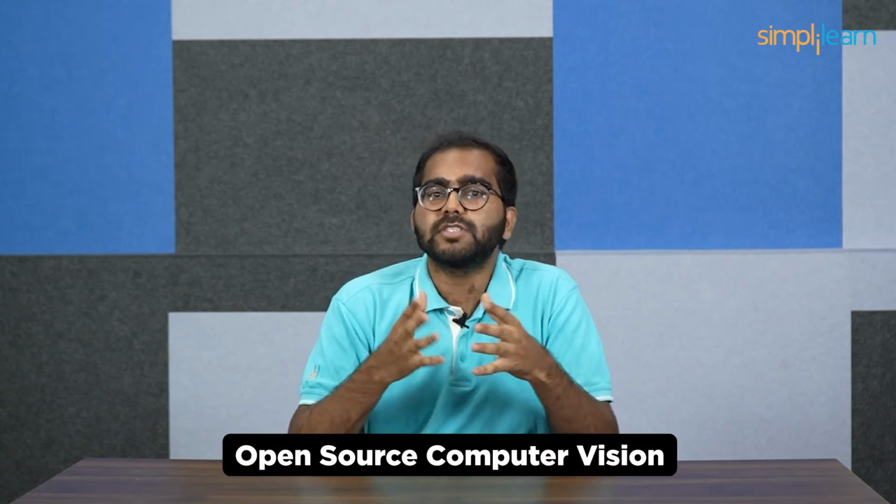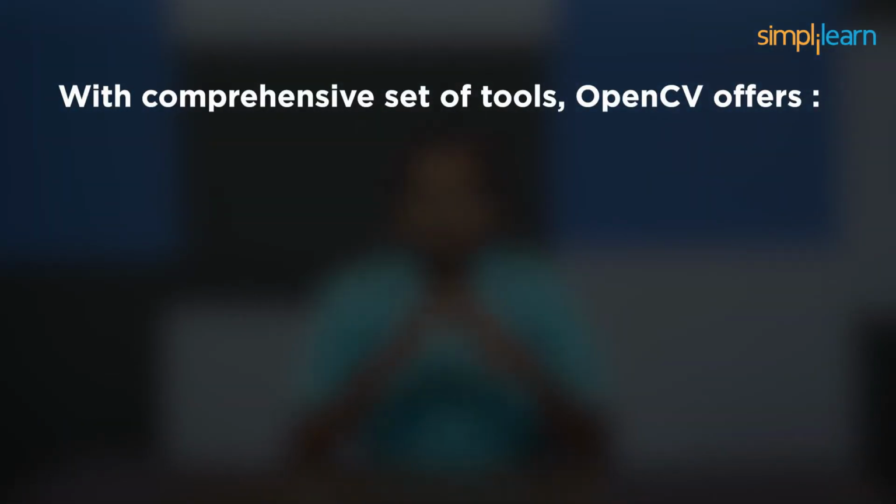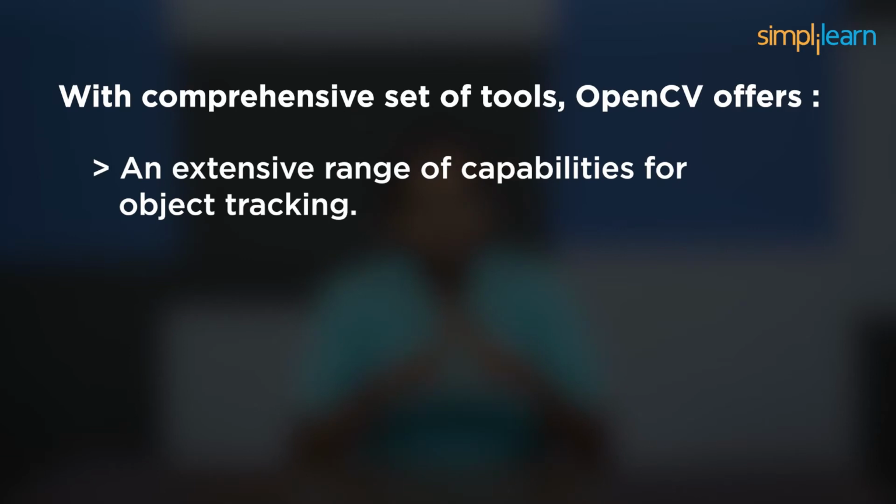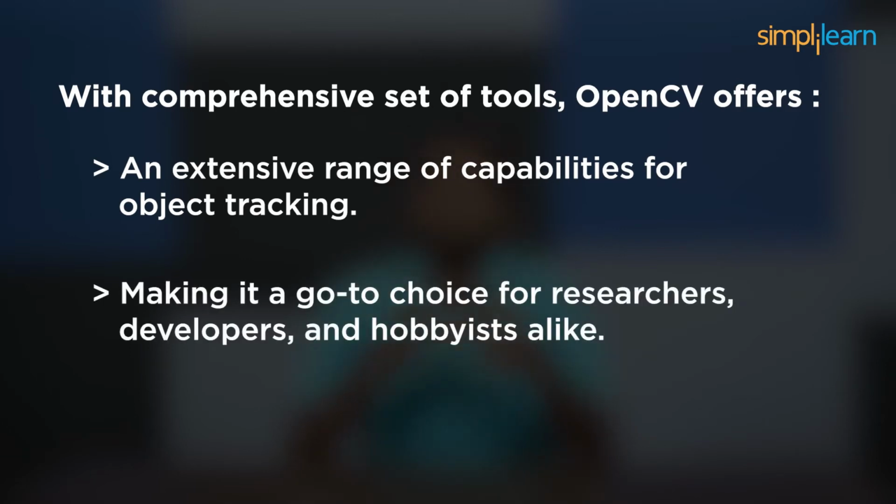OpenCV, short for Open Source Computer Vision Library, is a popular and widely used open source library that provides a plethora of functions and algorithms for image and video processing. With its comprehensive set of tools, OpenCV offers an extensive range of capabilities for object tracking, making it a go-to choice for researchers, developers, and hobbyists alike.